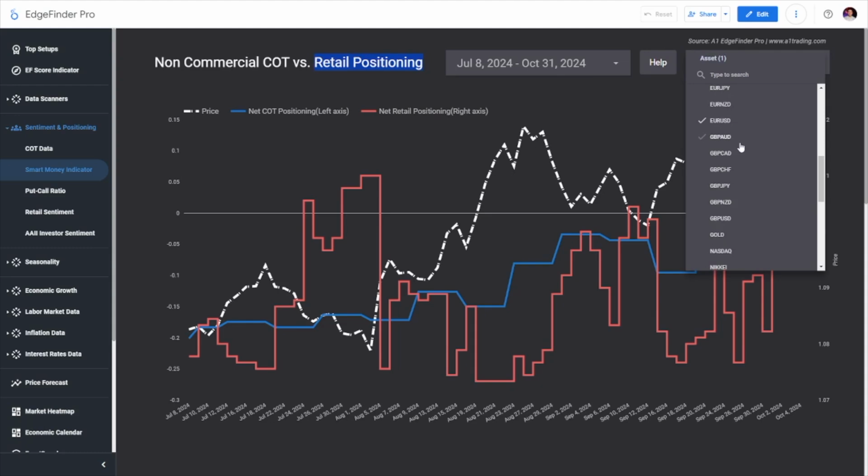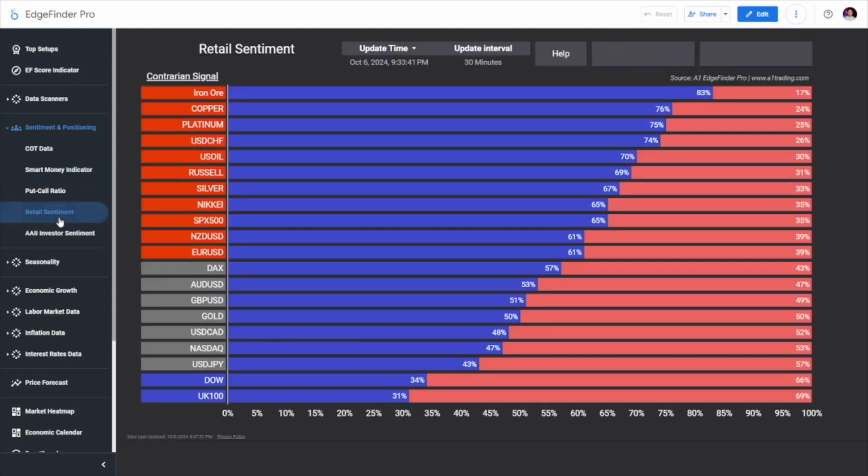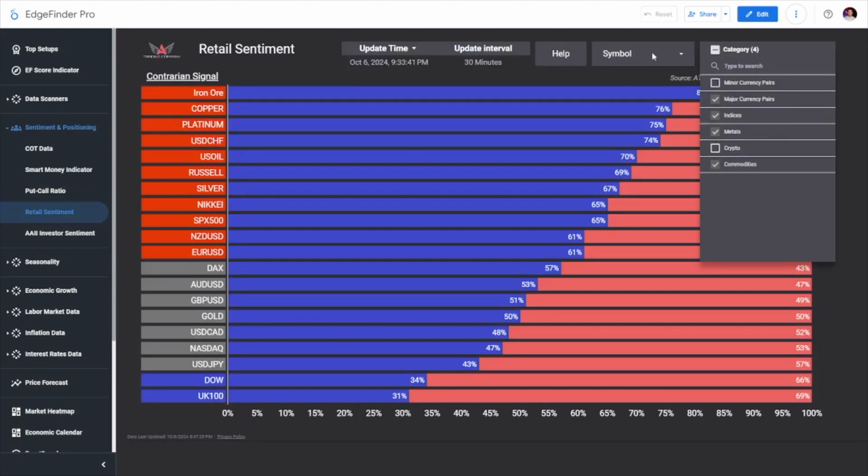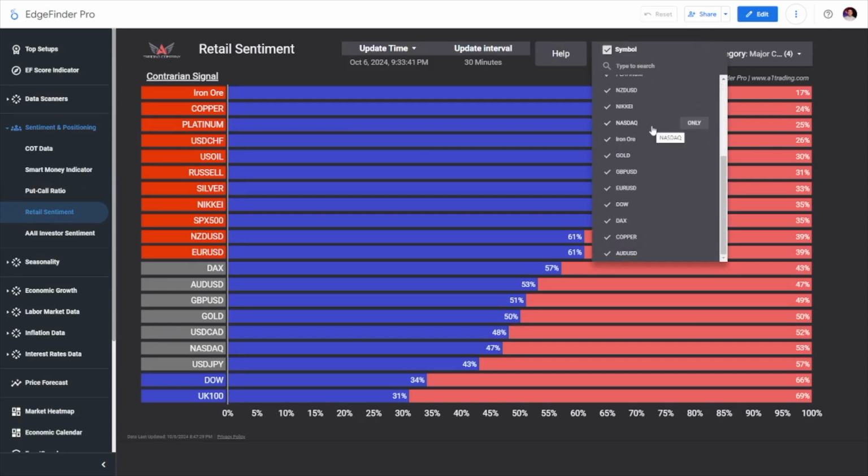You can of course select whatever charts you'd like. And when we go back to the retail positioning tab, you can of course select by category or by symbol, depending on what your preferences are.